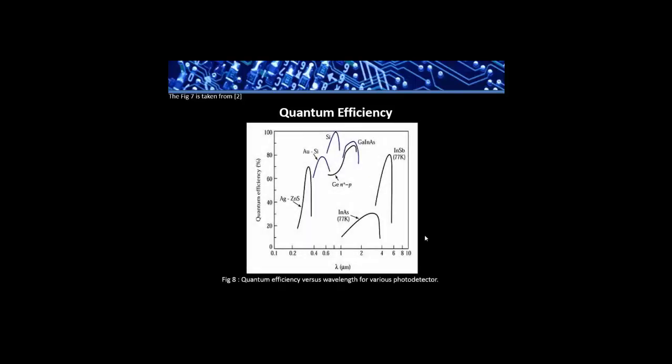Figure 8 shows the graph of the quantum efficiency versus wavelength of various photodiodes. In the ultraviolet and visible region, metal-semiconductor photodiodes show good quantum efficiencies. In the near infrared region, a silicon photodiode can reach 100% quantum efficiency. Germanium photodiodes and group III-V photodiodes show high quantum efficiencies. For longer wavelengths, other photodiodes are called for high efficiency operation.